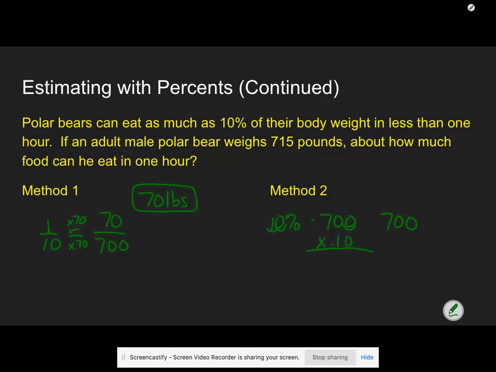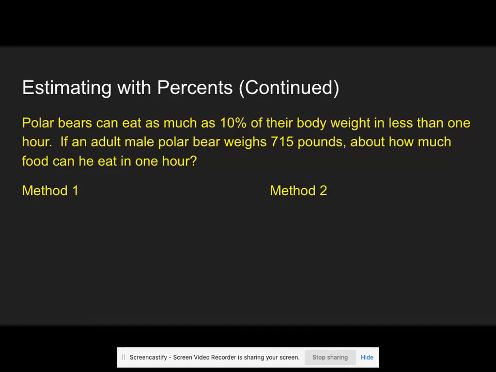Being able to find 10% of a number is extremely important because, if I was given 20%, well, if I know 70 is 10% and I wanted to know, or say I can eat as much as 20%, I would just need to multiply that by 2 to find 140. So being able to find 10% of any number is very helpful.